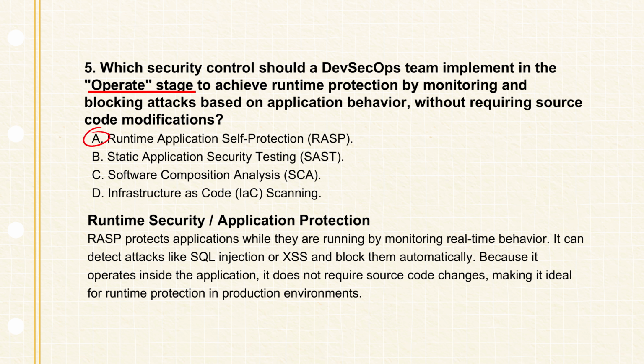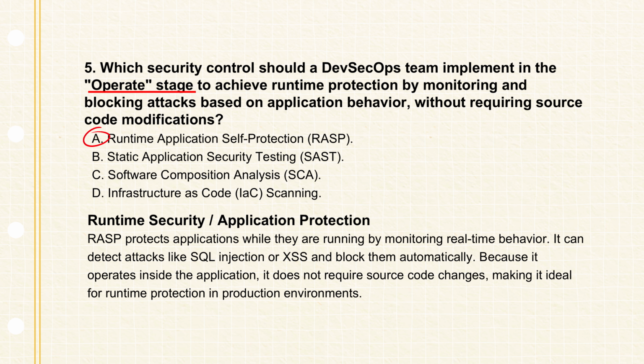Okay, but how does it do that? How can RASP protect against something like, say, a SQL injection attack, if it didn't see the vulnerable code beforehand like SAST would? Good question. RASP works by instrumenting the running application itself. It sits inside the application process. So when some malicious input comes in, maybe it looks like a SQL injection payload, RASP watches how the application actually handles that input internally.